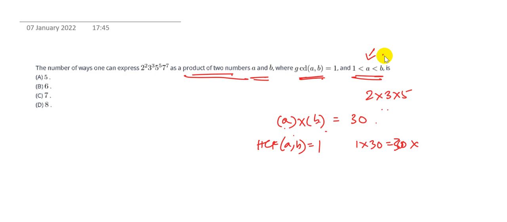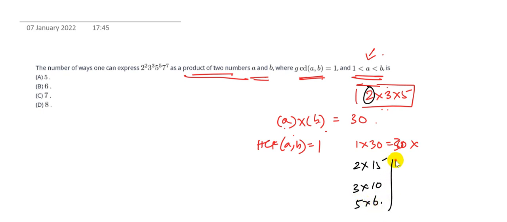Yes, sir. Now, before you go into that one, tell me in how many ways you can do this one? 2 into 3 into 5. How many ways can you do this? So 1 into 30 is ruled out. You cannot do that. So 2 into, you take 2 and the rest of it, 15. What else? Then 3 into 10. Correct. What else? Then 5 into 6. Right. So these are the three ways in which you can do this one. Now the logic is clear.